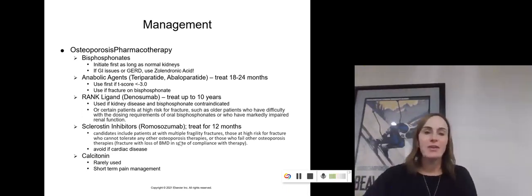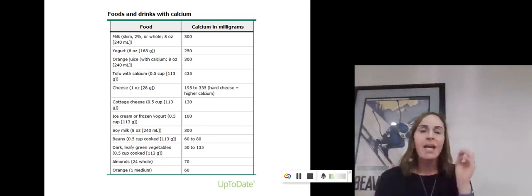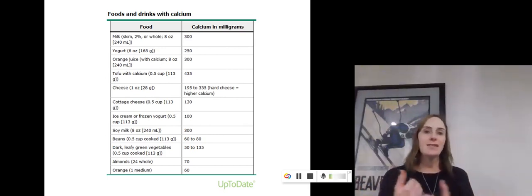So let's talk about foods and drinks with calcium. What I tell my patients is I want them to get at least 2 servings of calcium a day. If they get it in that meal, and it's a significant source of calcium, then they don't have to take their calcium supplement for that meal. If they don't get it in that meal, they need to take a calcium supplement. So this is a chart that kind of gives you an idea of how they can get calcium.